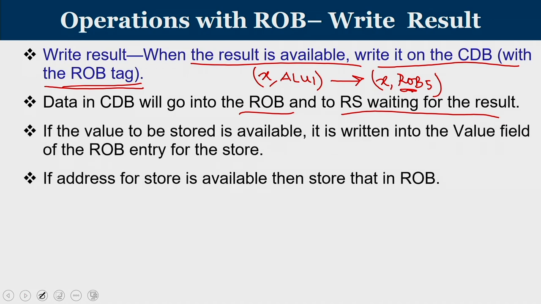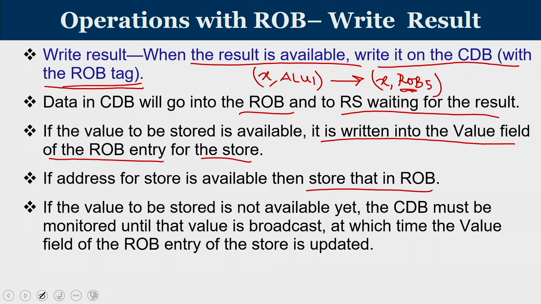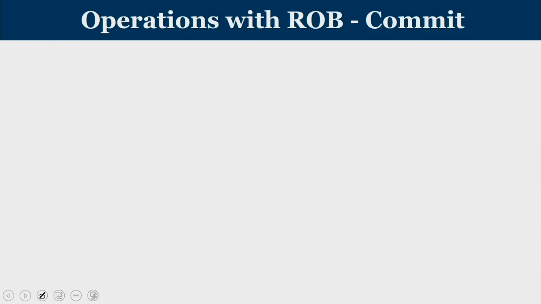If the value to be stored is available, it is returned to the value field of the reorder buffer entry for the store. If the address for the store is available, then you will store the address portion in the reorder buffer. If the value to be stored is not yet available, the CDB must be monitored until that value is broadcasted, at which time the value field of the reorder buffer entry of the store is updated.